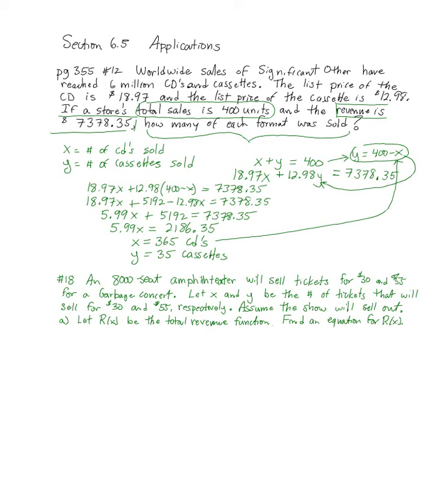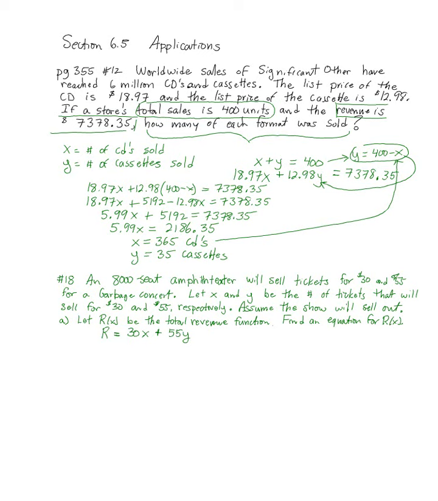All right, well, revenue, again, revenue is the money people give me. So I'm selling some $30 tickets. If I sell one $30 ticket, I get $30. Two $30 tickets, $60. X $30 tickets, I get 30X dollars. Plus, I sell some $55 tickets, and again, I get $55 for every ticket, and I'm selling a Y of them. So 30X plus 55Y, that's my revenue function.